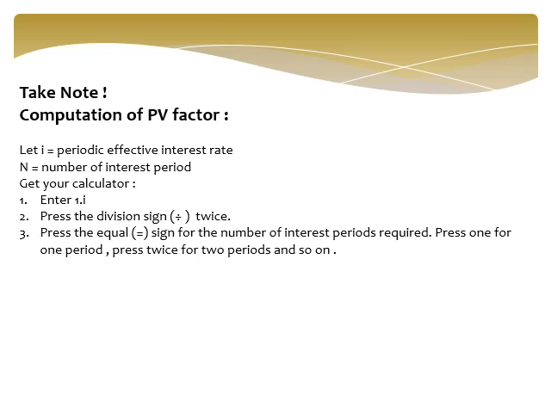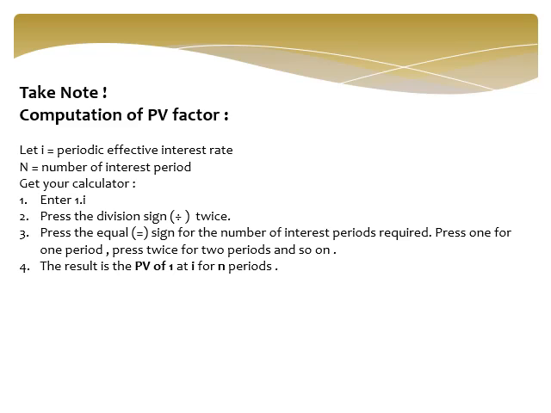So, itry nyo mag-calculate ng present value factor na given sa libro and then itry nyo i-recompute kung the same ba sa basic calculator results nyo. The number 3, press the equal sign for the number of interest periods required. Press 1 for 1 period, press twice for 2 periods, and so on. So, kung for 2 years yan, so press twice. Or kung 2 years yan, pero semi-annual, then kailangan 4 times natin i-press yung equal sign. 4, the result is the present value of 1.